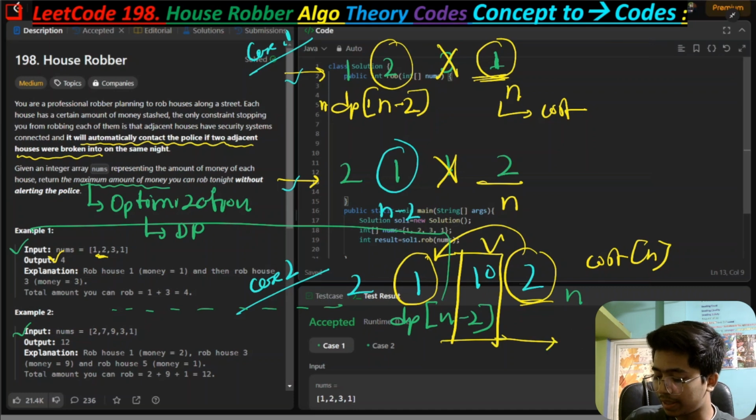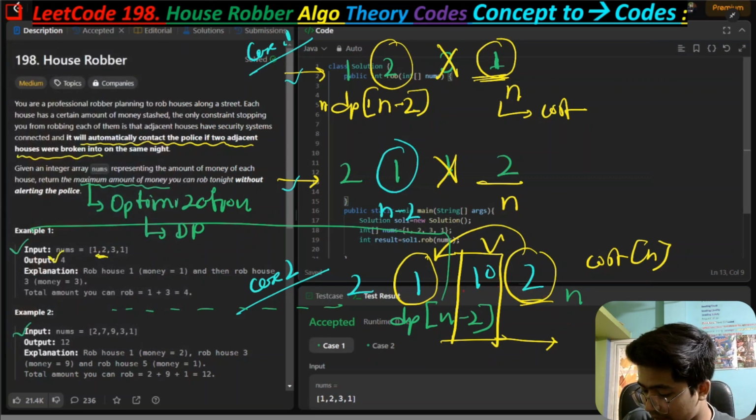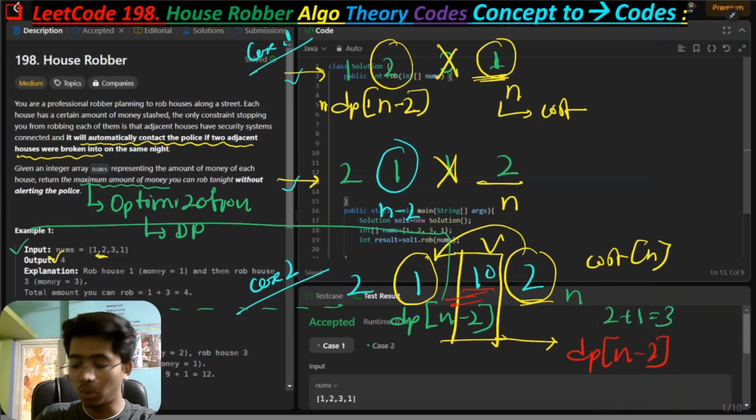So we are getting two conditions here, that either this will have the maximum profit, and the maximum profit of this section will be dp of n minus 2. That means we'll be robbing up to this area only. So now we got two conditions.